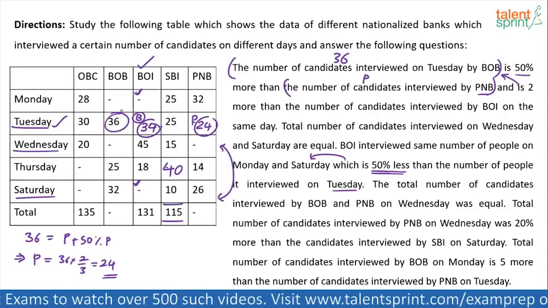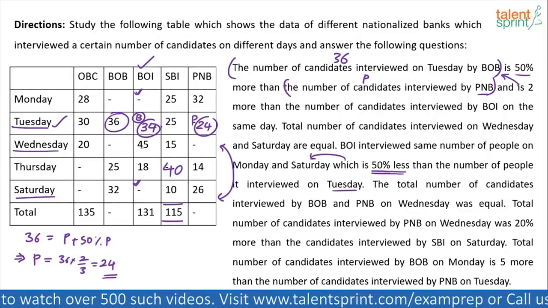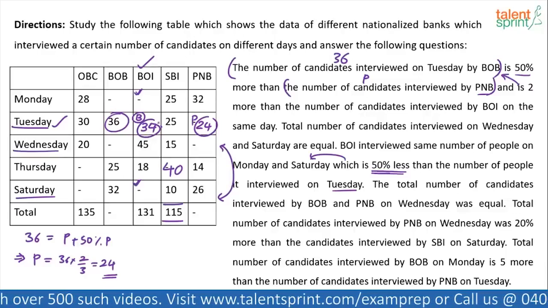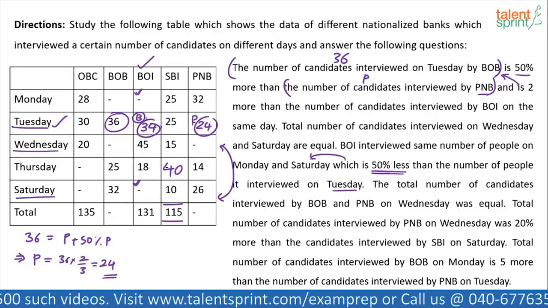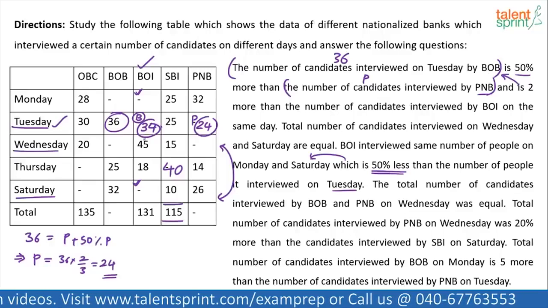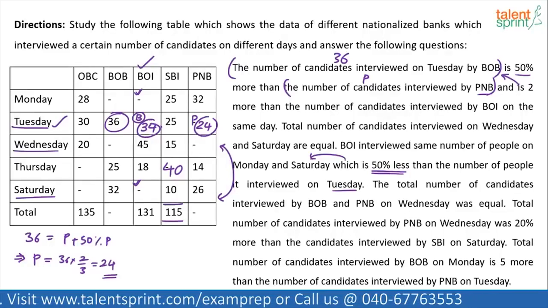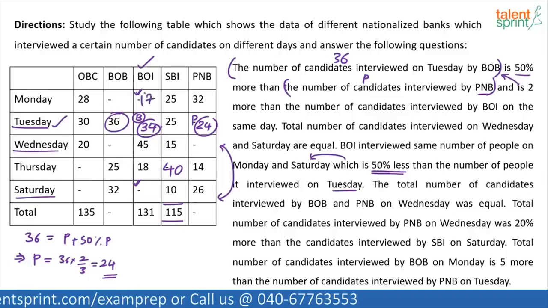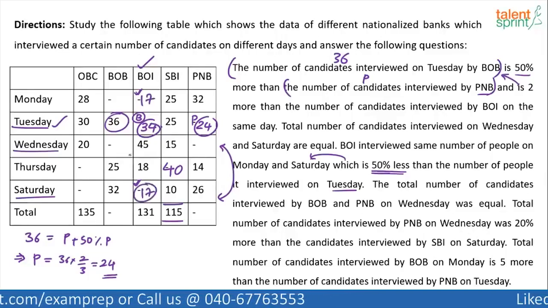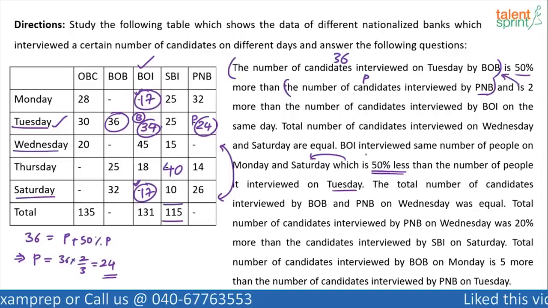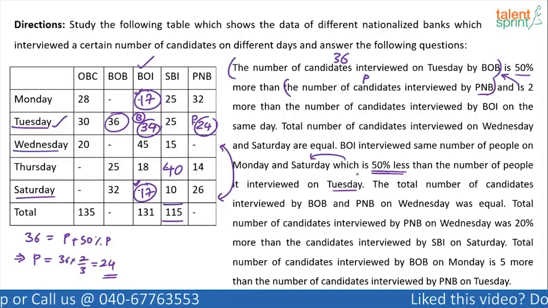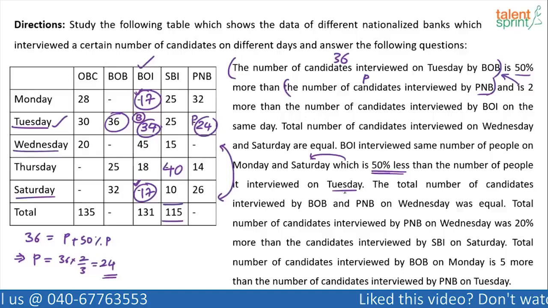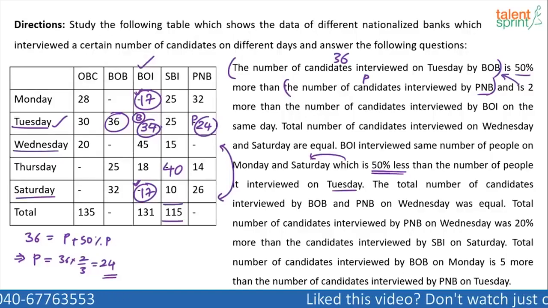Now, it also says that the number of people interviewed by BOI on Monday and Saturday is equal, and it is 50% less than this. See, 50% less than 34 is how much? 17. 50% less than any value is half of that value. So half of 34 is 17. So this is 17. If this is 17, this also would be 17. Done. Yes or no?